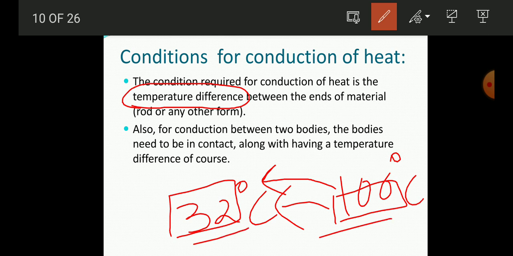The second condition is that for conduction the bodies need to be in contact. Yes, there should be contact between the two bodies. In that case only does conduction take place. So there should be contact between the bodies in which the heat is transferring.